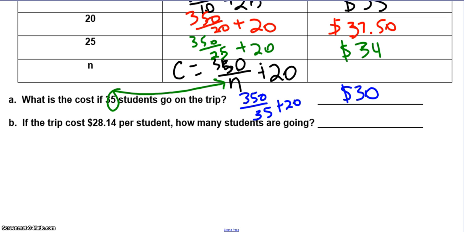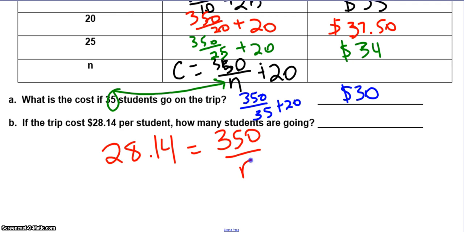Alright, next one. If the trip costs $28.14 per student, how many students are going? So in other words, you're going to take $28.14 and set that equal to 350 divided by n plus 20. So this is like the question on Thursday with the A&M volleyball team, where it cost a total of, I don't remember what it was, like $45, and it wanted to know how many people were attending. It's kind of like that. So the first thing I need to do is subtract 20 from both sides.